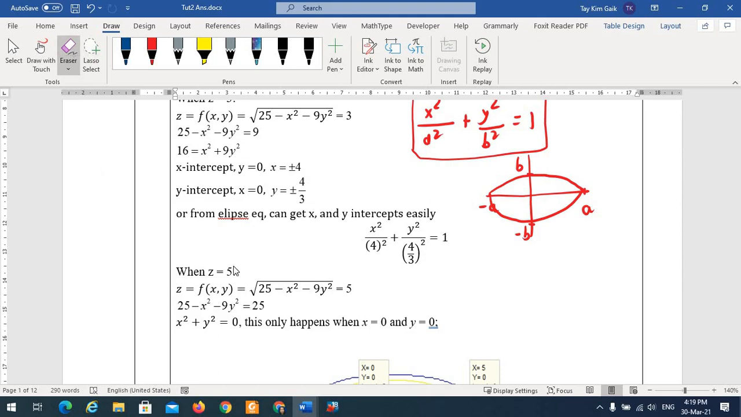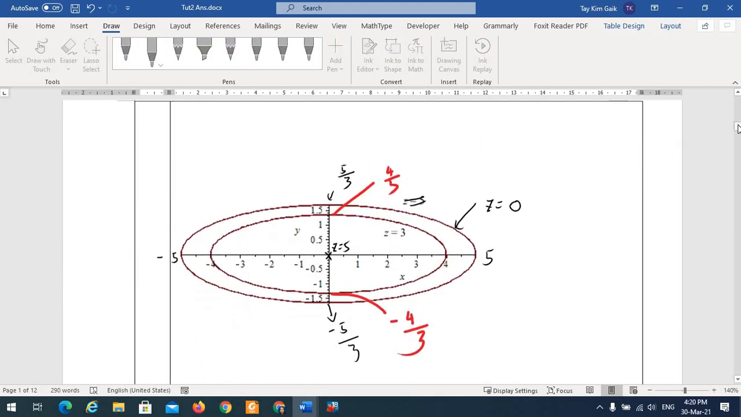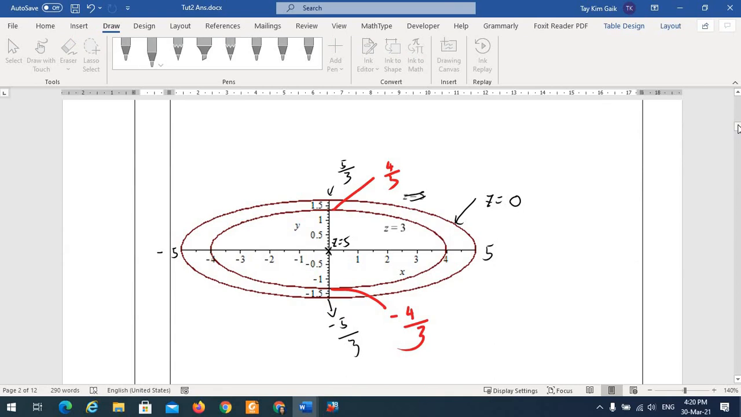And then when z equals 5, similarly you let it equal to 5 and square both hand sides. So 25 and 25, you cancel them. Negative x squared minus 9y squared equals 0, or x squared plus 9y squared equals 0, which implies x is 0 and y is 0. That's why it's only 1 point. So z equal to 5 is actually 1 point.